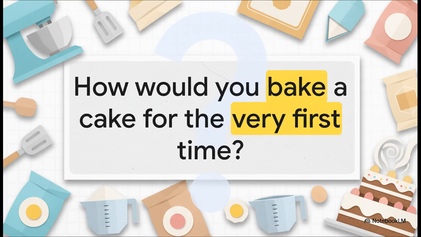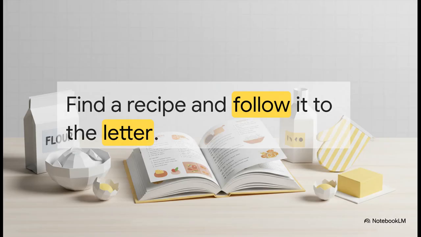Imagine it's your first time ever baking a cake. How would you do it? Really, there are two main ways you could tackle this. So option one is probably what most of us would do. You'd find a recipe and follow it to the letter, right? 2 cups of this, 1 cup of that, pop it in the oven at 350 for exactly 30 minutes. You are relying completely on that set of instructions.